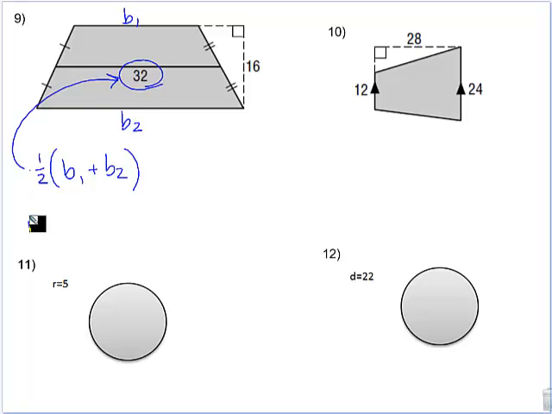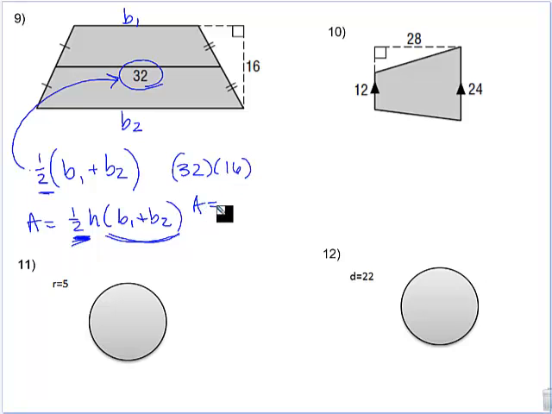So now let's think about the area of a trapezoid: 1/2 times height times base 1 plus base 2. What portion of this formula has already been solved for us? Base 1 plus base 2 times a half. So we just need to take 32 and multiply it by the height. What's our height? 16. So we just have to take 32 times 16 for this one. It's 512 units squared.